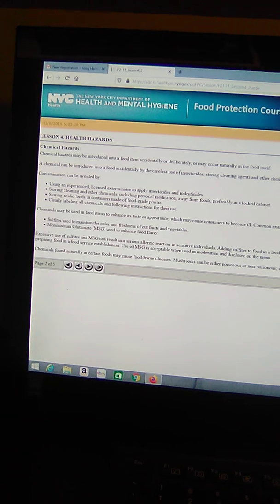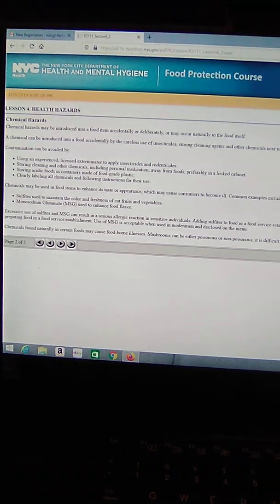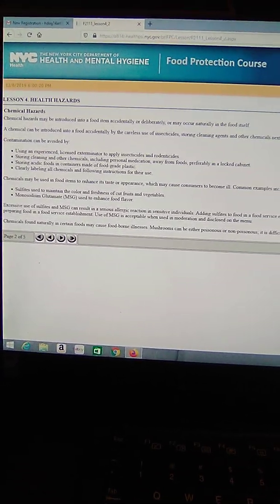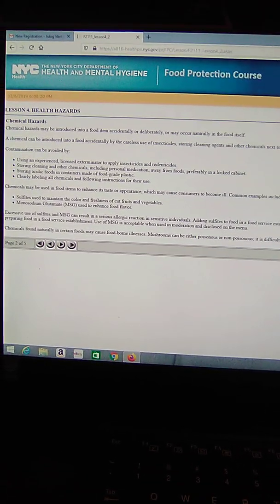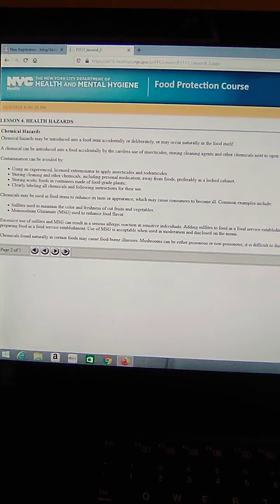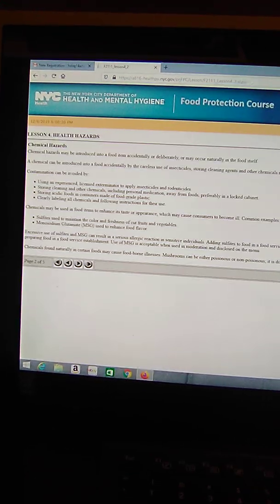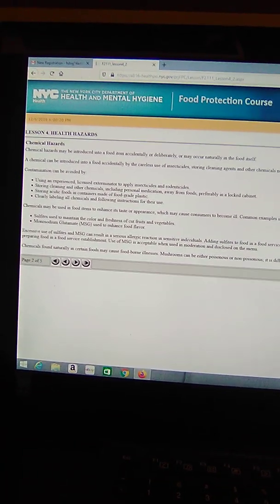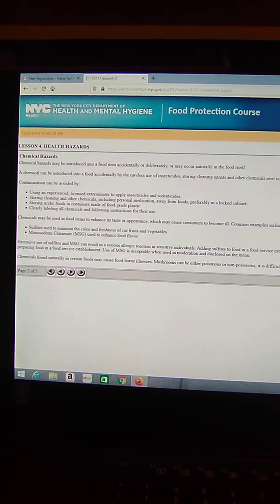Contamination can be avoided by using an experienced, licensed exterminator to apply insecticides and rodenticides, storing cleaning and other chemicals, including personal medication, away from foods, preferably in a locked cabinet. Storing acidic foods in containers made of food-grade plastic. Yeah, because metal ions get in the food. Clearly labeling all chemicals and following instructions for their use.